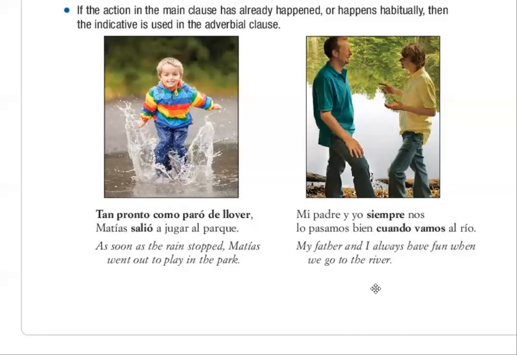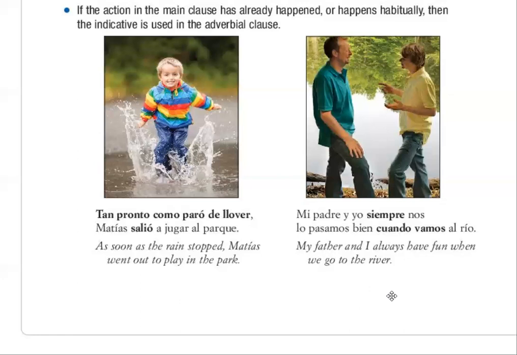Now, we see cuando in this sentence right here, cuando. Cuando sometimes is going to be subjunctive and sometimes going to be indicative. But here, it's not about that it hasn't happened yet. It's about that it happens regularly. And that makes a difference because if it happens regularly, you use the indicative. If it hasn't happened yet, you use the subjunctive.